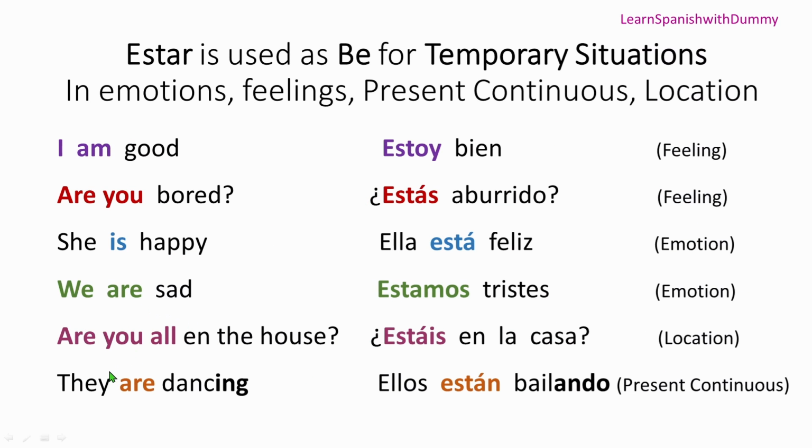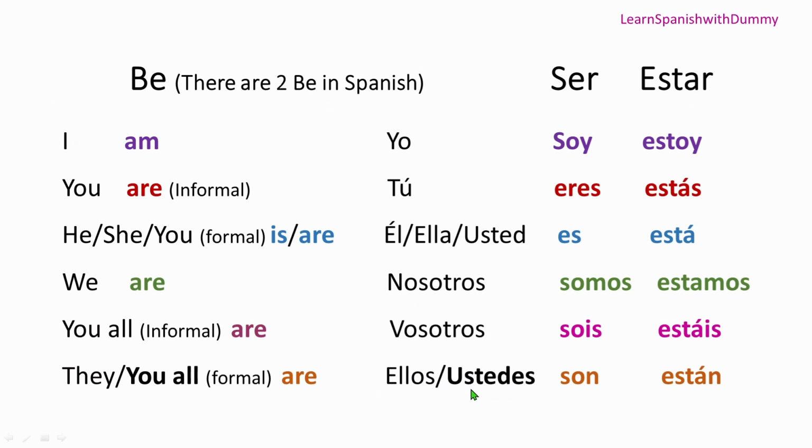And they are dancing, right? Dancing is present continuous. It's temporary because we're not going to dance forever, right? Ellos están bailando. Okay, están. Now bailando means dancing. We'll learn it in future lessons, but here we focus on están, the form of are that comes from estar. So it's for they are. It's ellos están. See here, they are, ellos están.